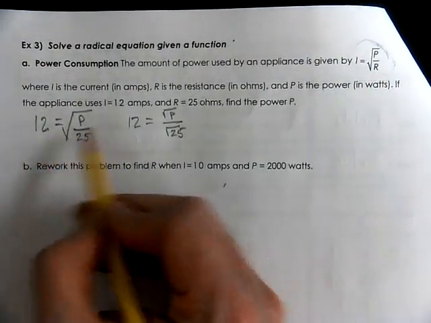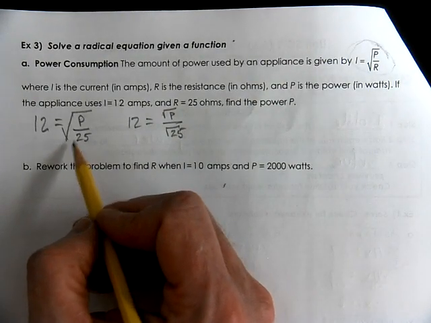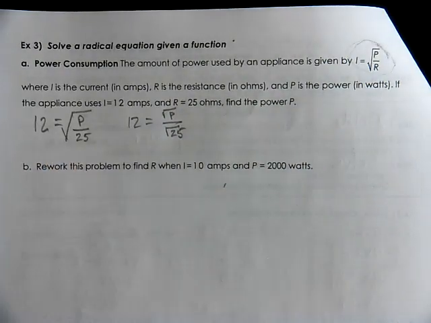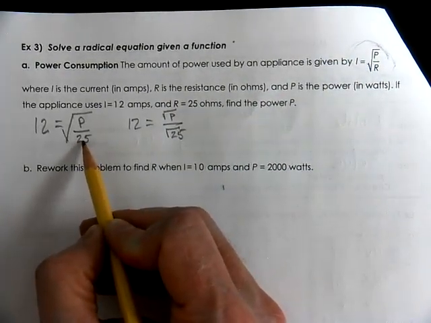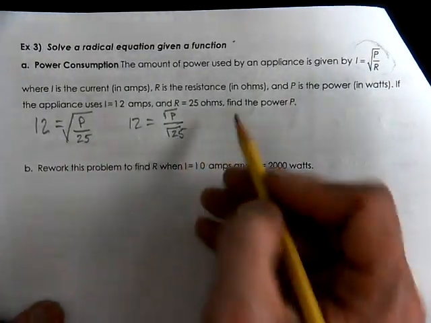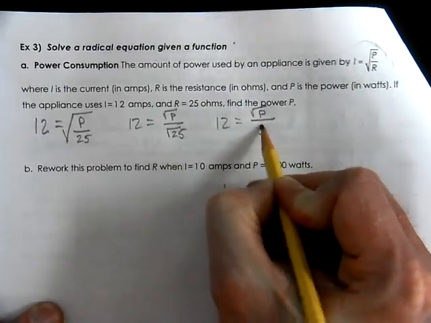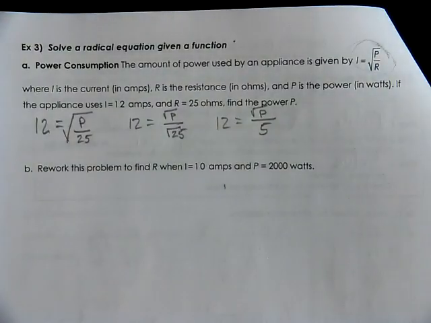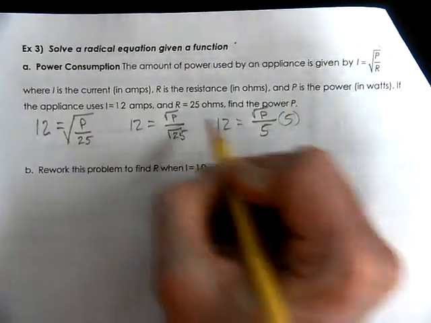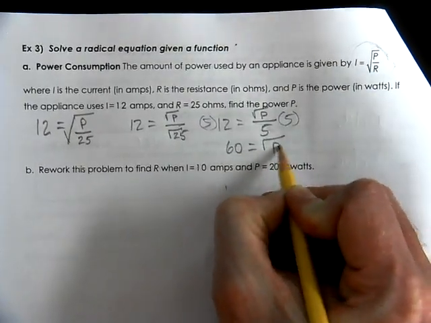Some people might just square both sides, and that would work. But then I have to square 12 and get 144, and that's making numbers pretty big. I recognize this is a perfect square, so by taking the square root there, I'm just trying to keep my numbers a little bit smaller, and I got 5. So then I'm going to multiply 5 to both sides, and that gives me 60.